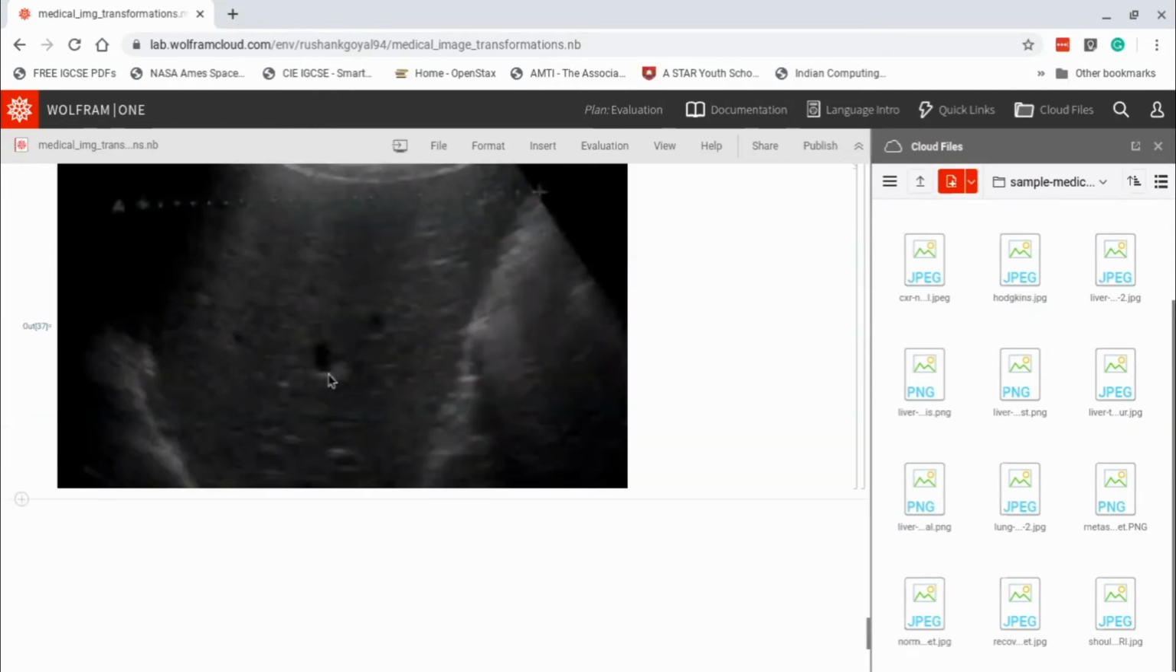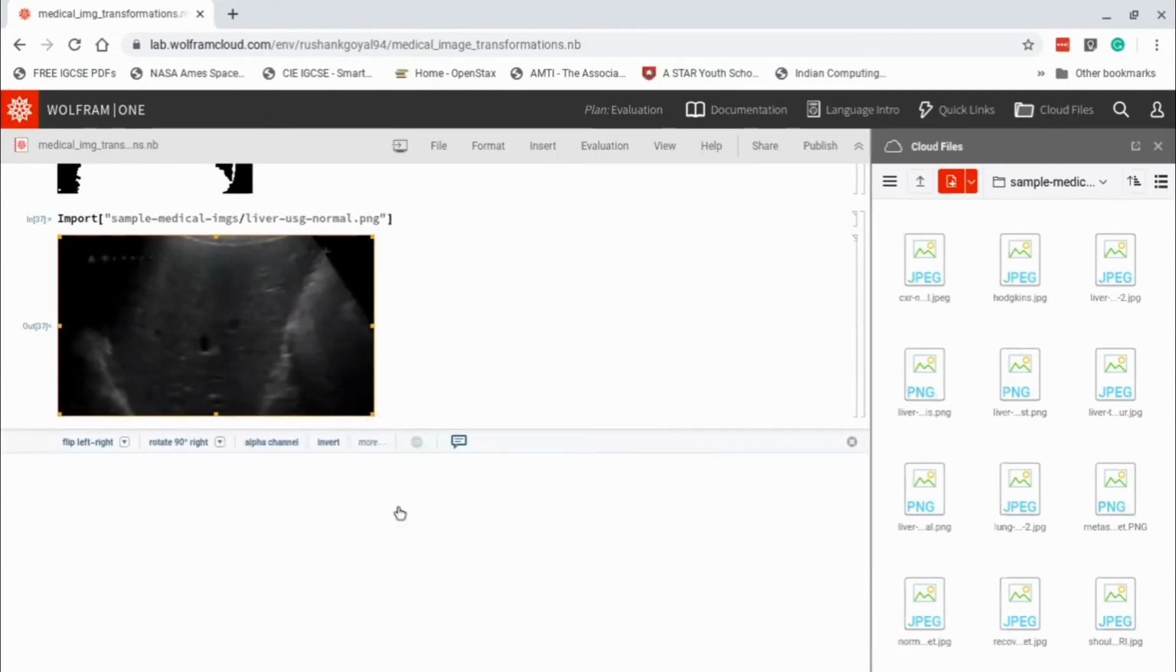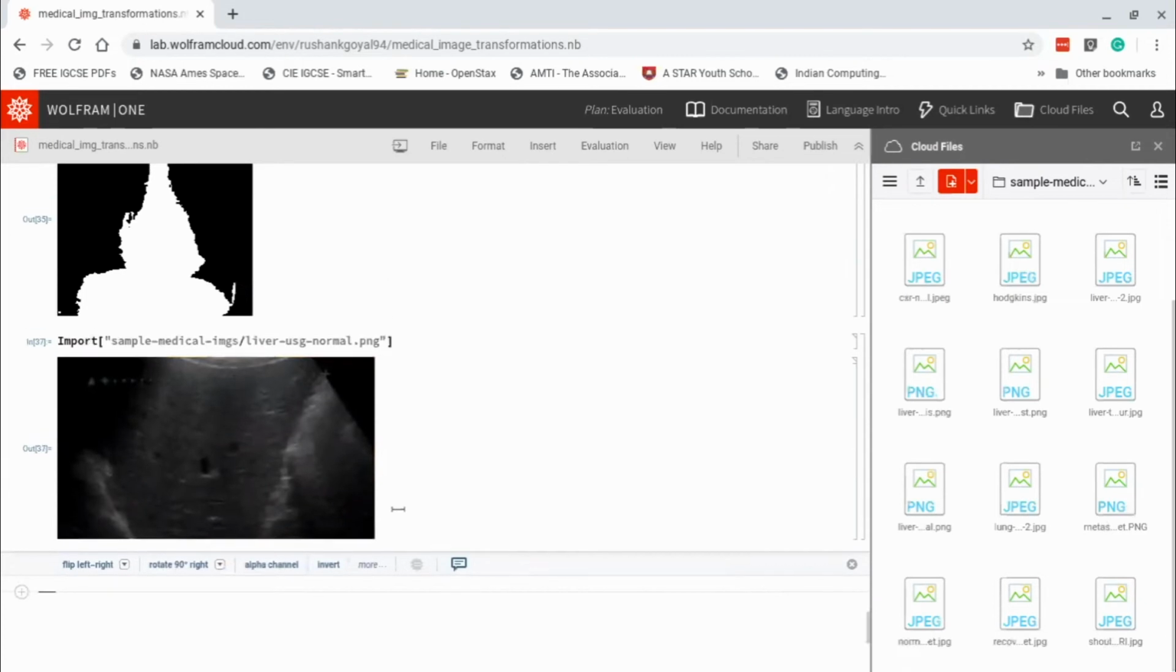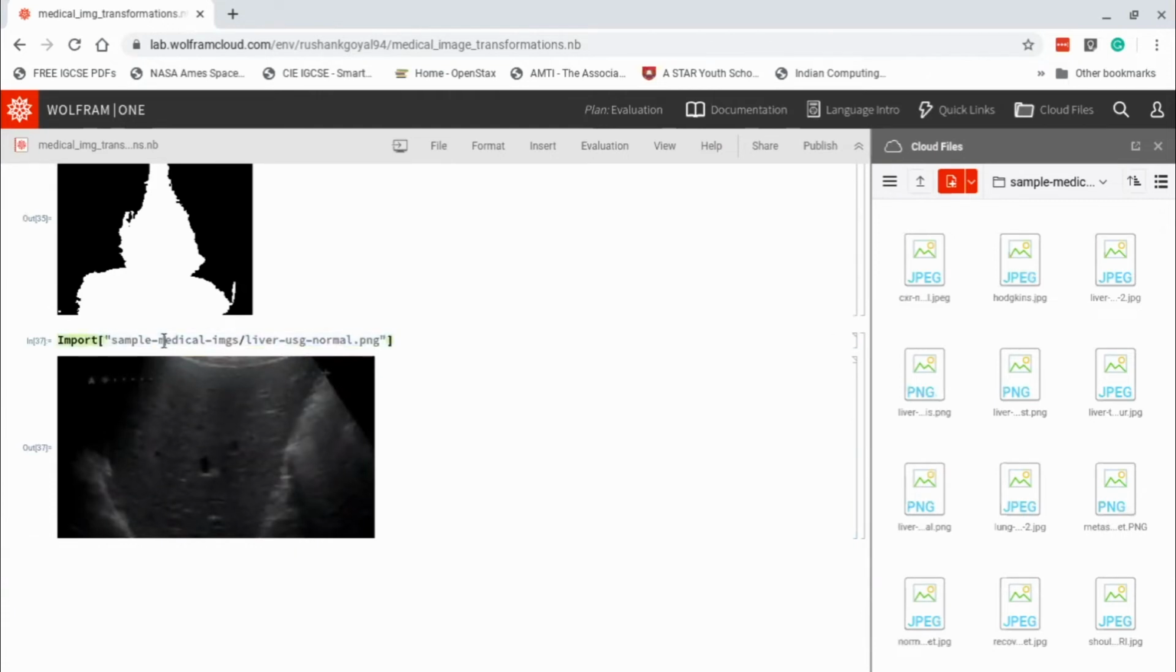Okay, so it's really not clear. It's quite blurry, but that's just what the imaging technology is. And it's our job to apply image transformations to somehow make that clearer. So this is the image of the liver of a normal person, and as you can see, there's nothing that stands out of the ordinary. This area on the right, that's just the liver.